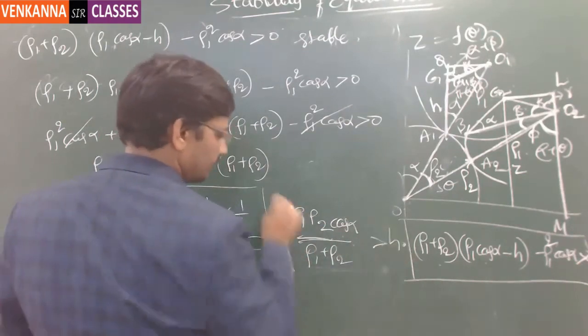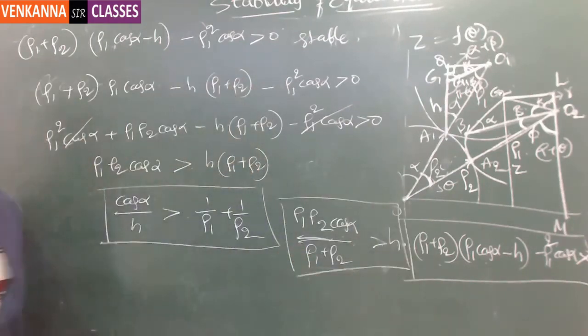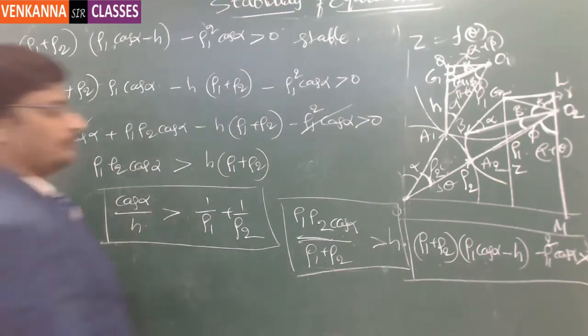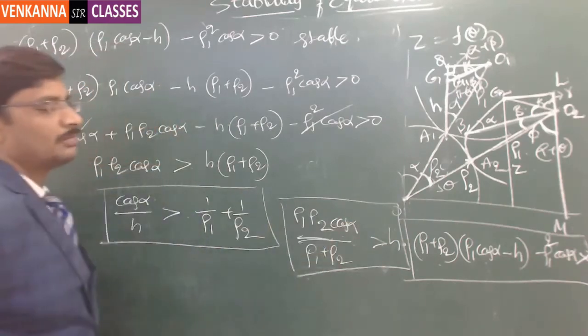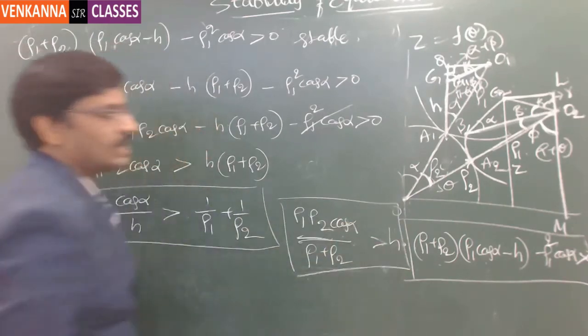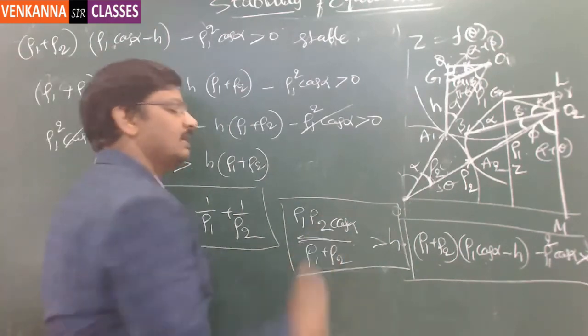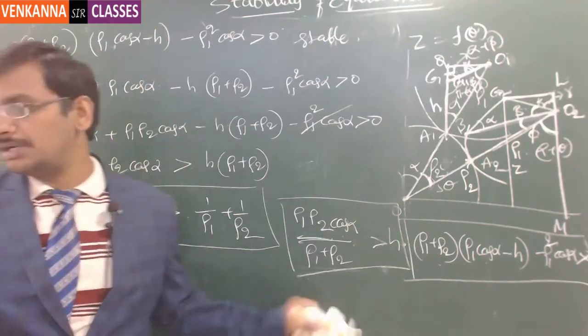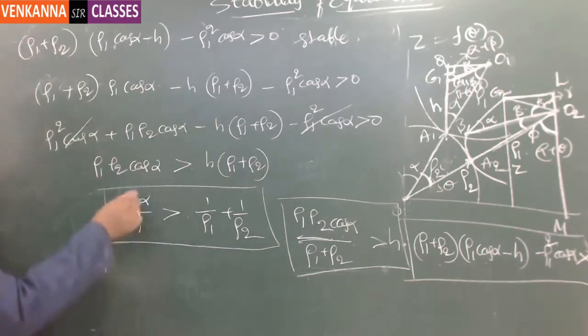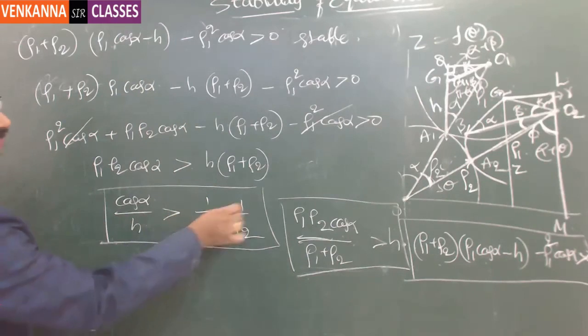So this is the condition. Got it? So rho 1 rho 2 cos alpha by rho 1 plus rho 2 is greater than or equal to h, greater than h is the condition for the stability. Suppose if it is less, then actually it is the unstable condition for us. Now here, this is the simplified form of it. Cos alpha by h greater than 1 by rho 1 plus 1 by rho 2.